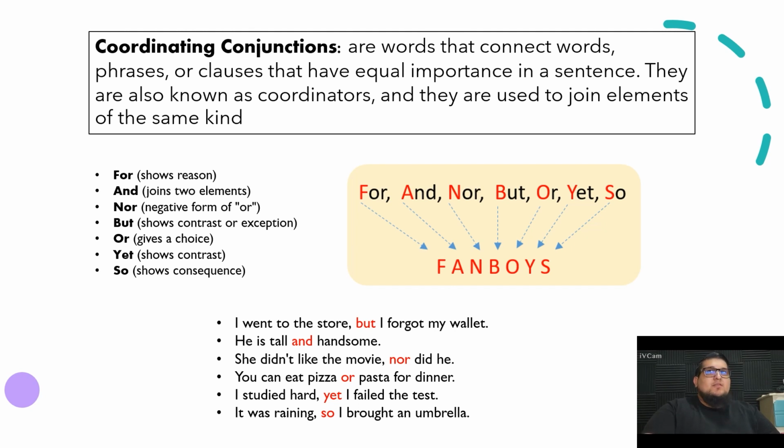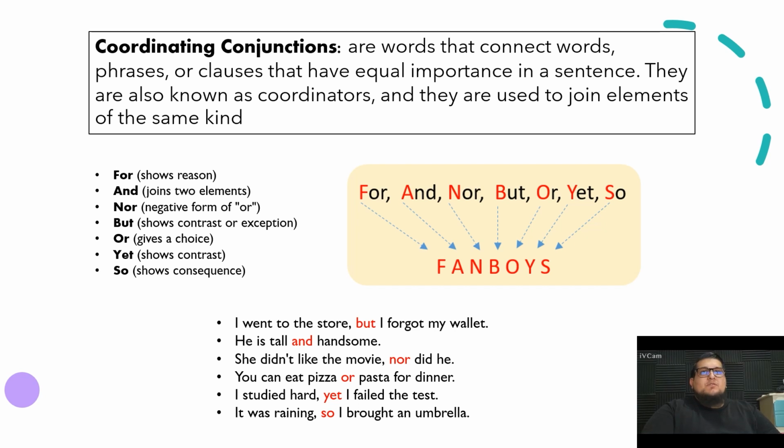Coordinating conjunctions are words that connect words, phrases, or clauses that have equal importance in a sentence. They are also known as coordinators, and they are used to join elements of the same kind. Here is the keyword: FANBOYS. FANBOYS covers all the main coordinating conjunctions: for, and, nor, but, or, yet.